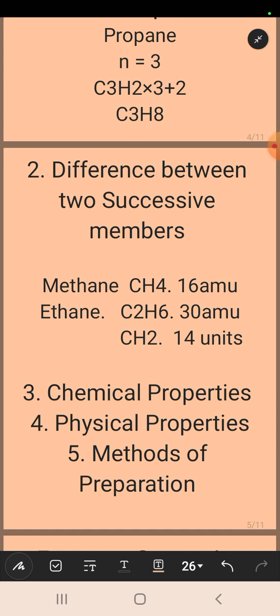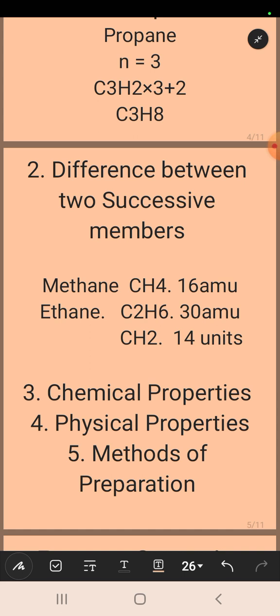Next is physical properties. There is a regular change in their physical properties. The melting points, boiling points, and density all increase gradually with the increase of molecular masses. Why? Because when molecular masses increase, the intermolecular attraction will also increase. That will result in an increase of the melting and boiling points.